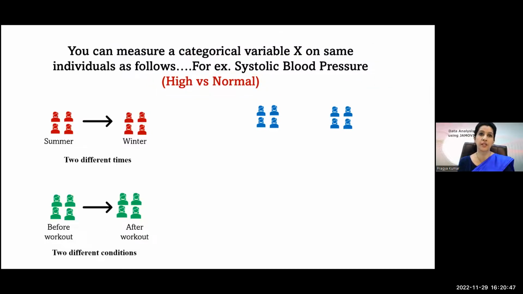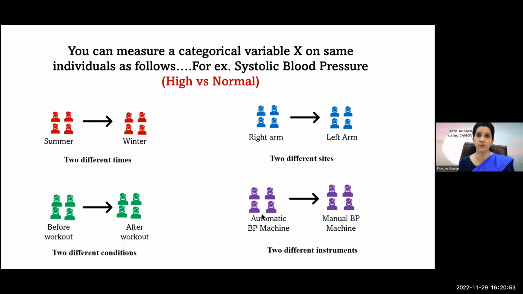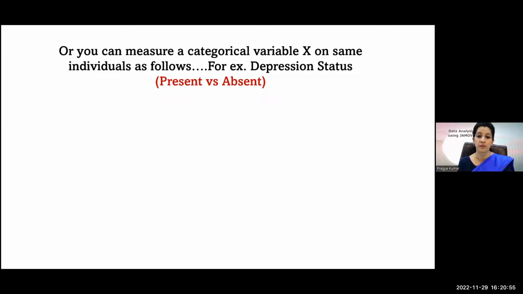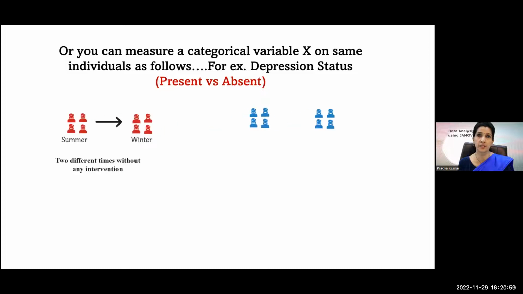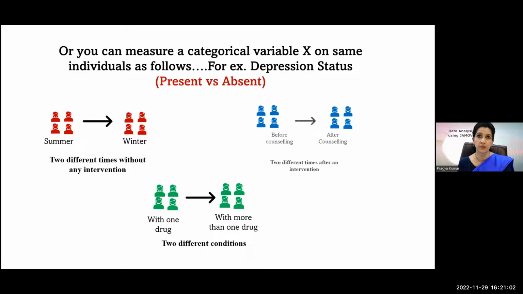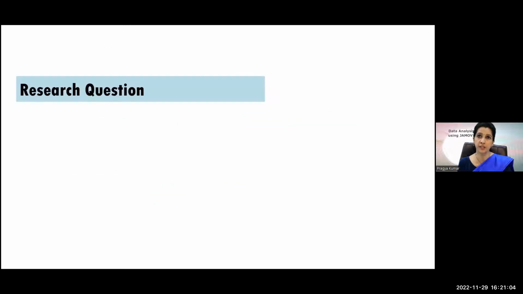Then two different conditions like before workout and after workout, two different sites, and two different instruments. So we can measure any categorical variable, like depression status, present or absent. It can be blood pressure or any other variable which is categorical in nature.